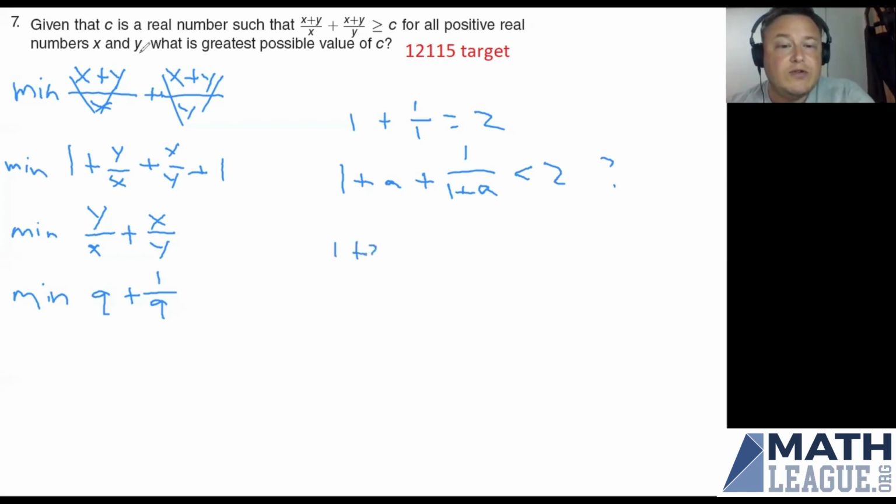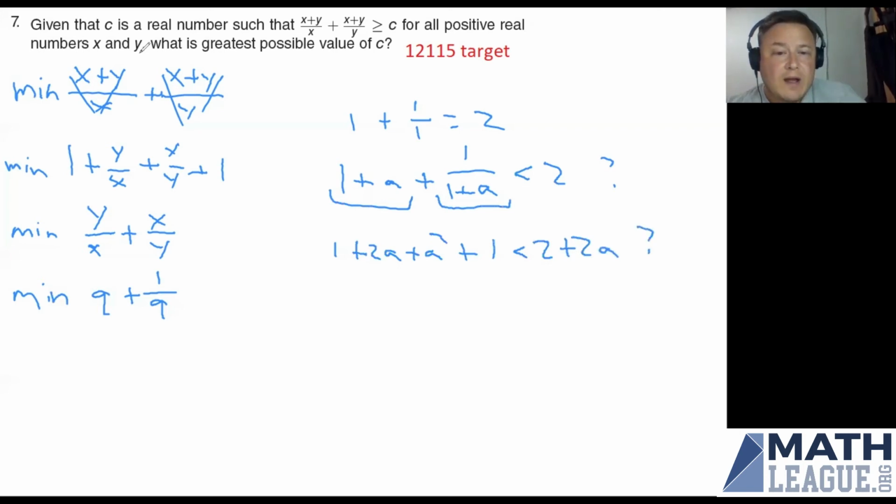1 plus 2a plus a squared. That's what we get when we multiply this piece by 1 plus a. And then I'm going to add a 1 to it, right? That's what happens when we multiply that by 1 plus a. And can that be less than 2 plus 2a? That's what we get when we multiply the right-hand side by 1 plus a. All right, let's move some things around here. And we see that we have 2a on both sides that we can just subtract.